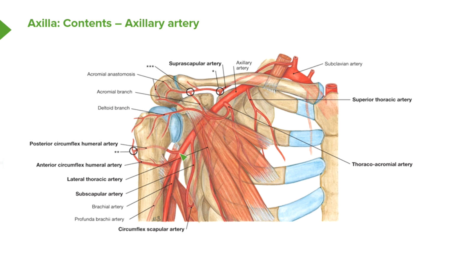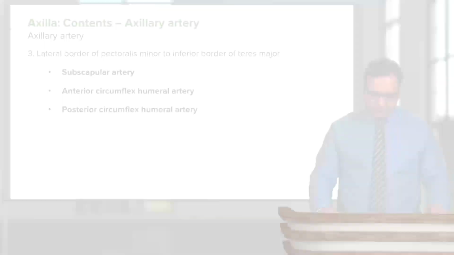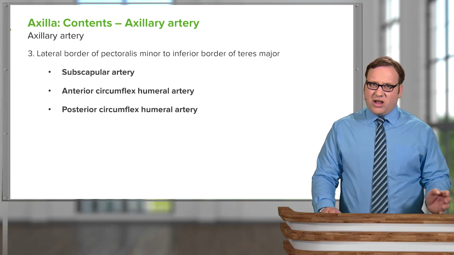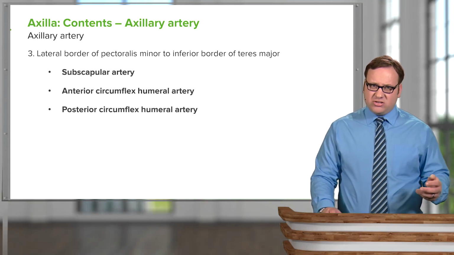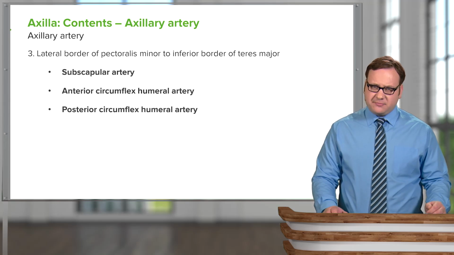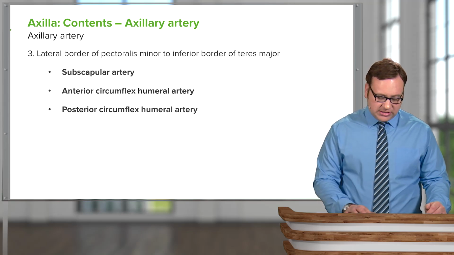The remaining two branches to come off the third part are the anterior and posterior circumflex humeral arteries. Remember, the posterior circumflex passes out through the quadrangular space. It is accompanied by the axillary nerve. And these form an anastomosis around the surgical neck of the humerus. So they're the various branches of the axillary artery. Three parts, one artery coming from the first part, two arteries coming from the second, and three arteries coming from the third. So an easy way to remember those arteries.